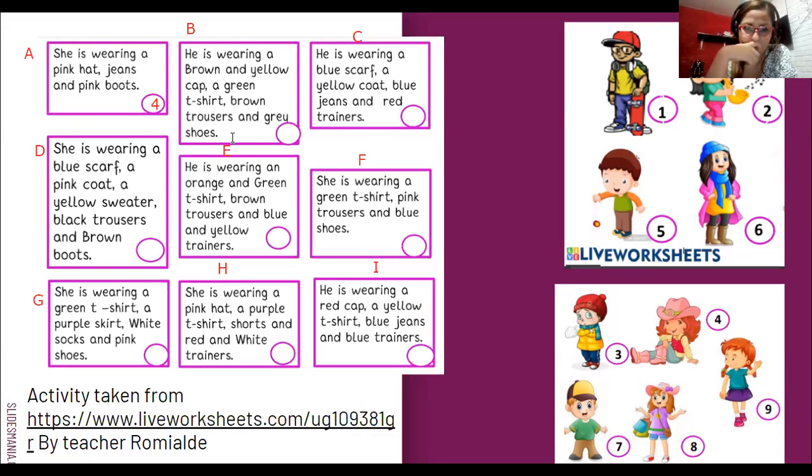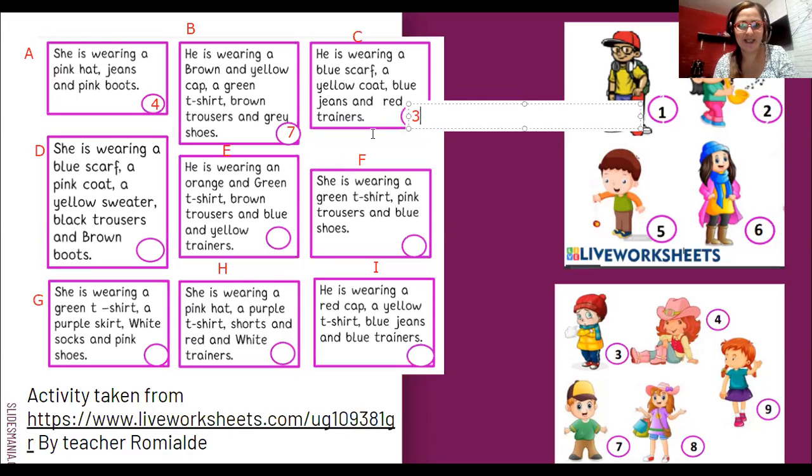One volunteer to read letter B. Thank you, Beatriz Garcia, and then Guillermo Castillo. Okay, Beatriz, please, letter B. He's wearing a brown and yellow cap, a green t-shirt, brown trousers, and gray shoes. Okay, what number? Seven. Number seven, okay. Guillermo, letter C, please. Okay, letter C. He is wearing a blue scarf, a yellow coat, blue jeans, and red trainers. It's number three. Number three. Okay. Trainers are like tennis, right?